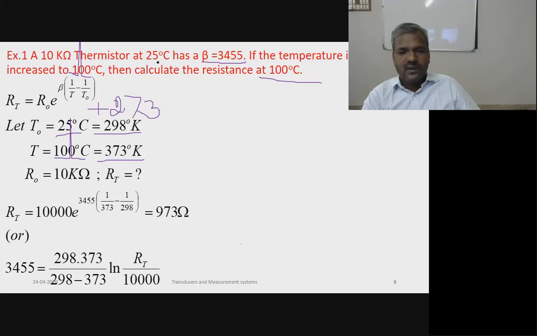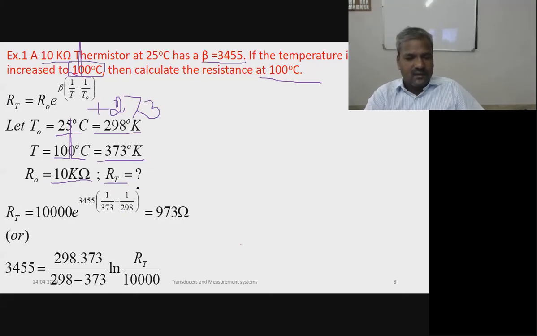When the temperature is 25 degrees Celsius, the resistance is 10 kilo ohm. What will be the resistance when the temperature is 100 degrees Celsius? Just substitute here. RT equal to R naught, which is 10 kilo ohm or 10,000 ohm, times e to the power beta into 1 by T minus 1 by T naught.